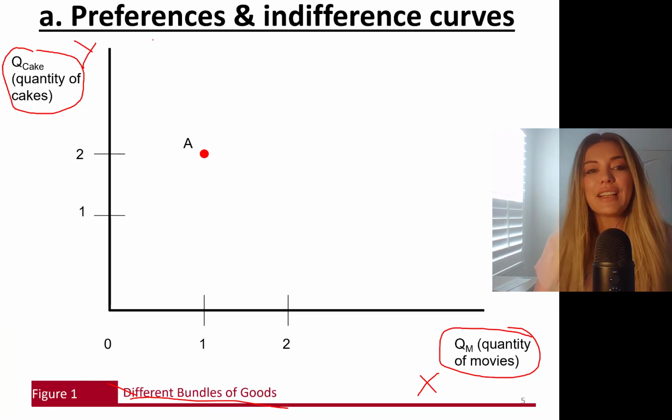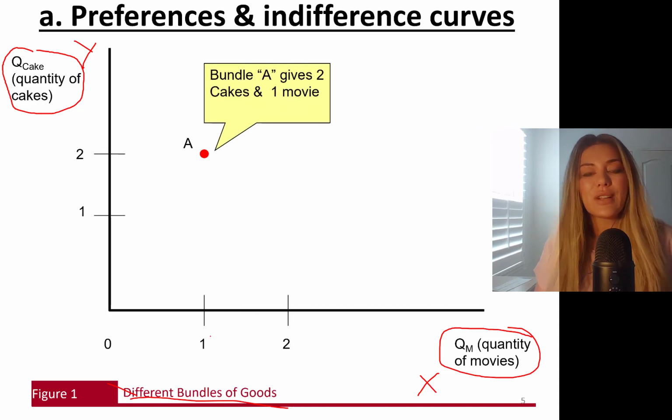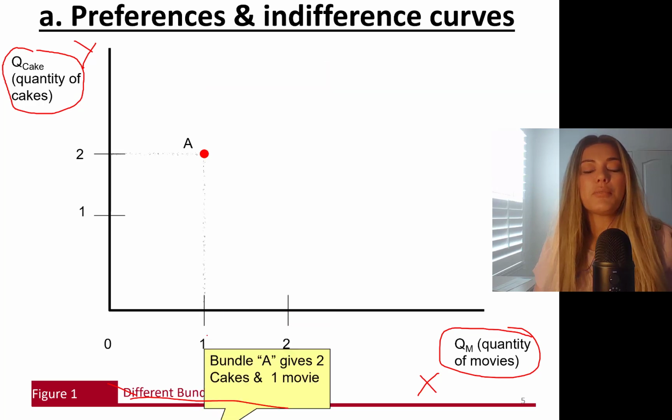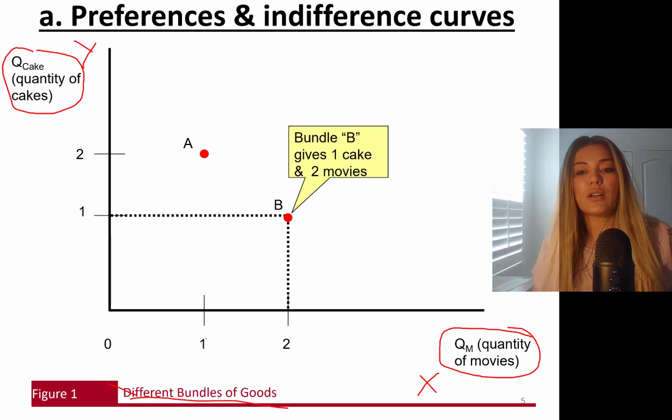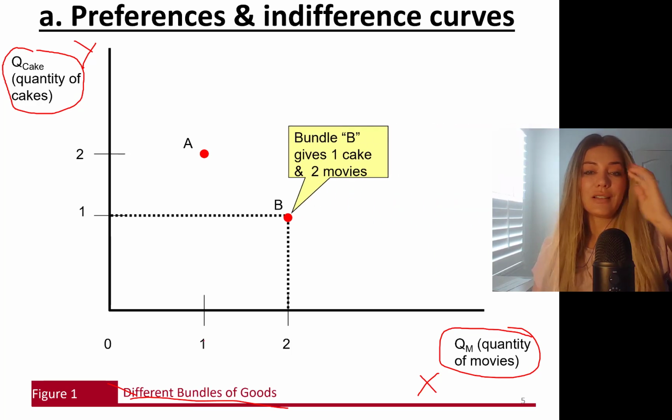Okay, so at point A, you're consuming 2 cupcakes, right? And 1 movie. So you went to the movies, right? Bundle A gives you 2 cupcakes and you're watching a movie. Another bundle, bundle B: you watch 2 movies and you are eating 1 cupcake, not the whole cake. That would be too much. So bundle B gives you 1 cupcake and 2 movies.